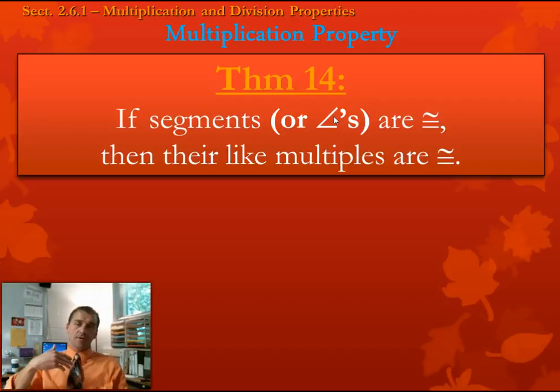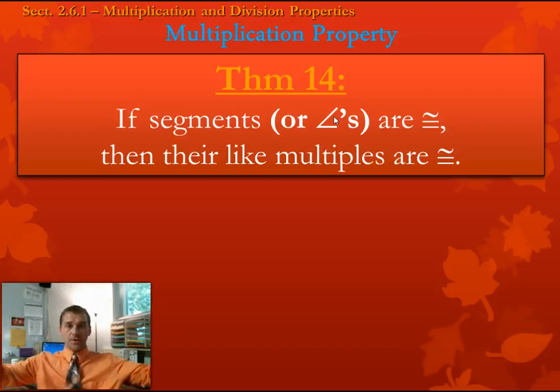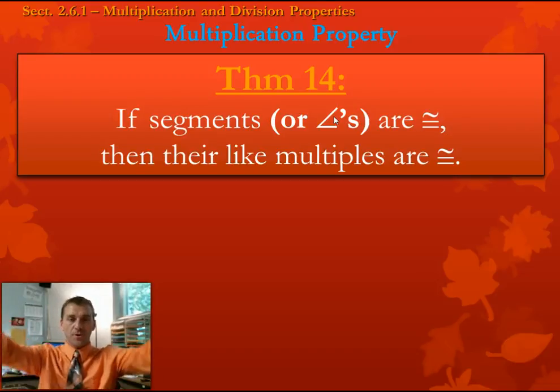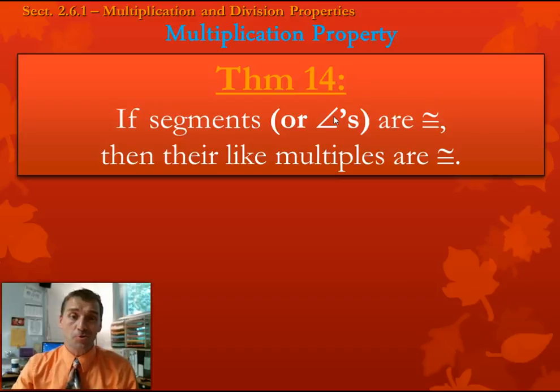Because listen, 100 is a multiple of 50. And back to the segment example, 18 is a multiple of 6. So we have, six is a smaller thing, 18 is the bigger. So their like multiples are congruent if we start with two congruent things. Okay? So that is the multiplication property.